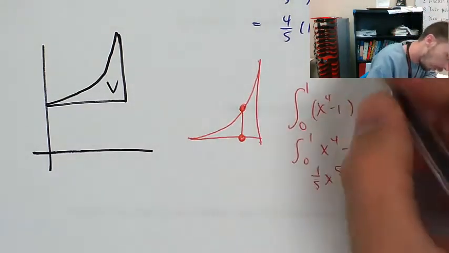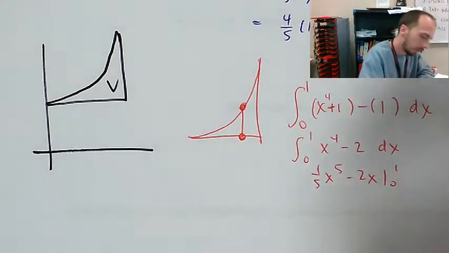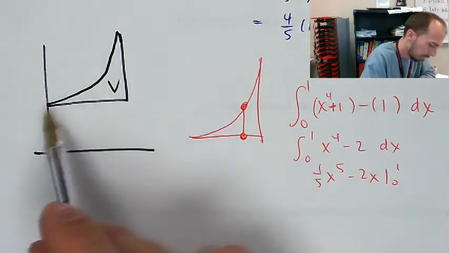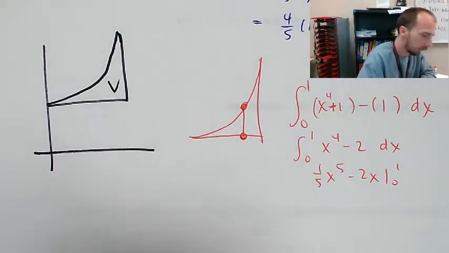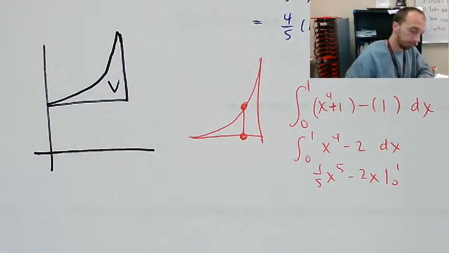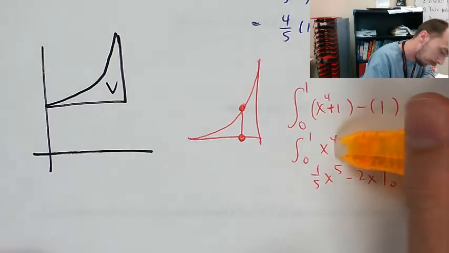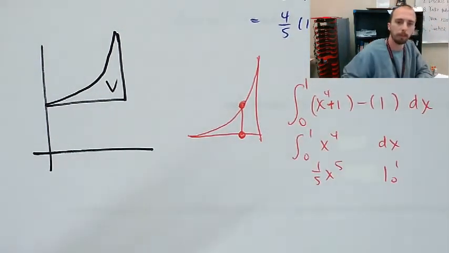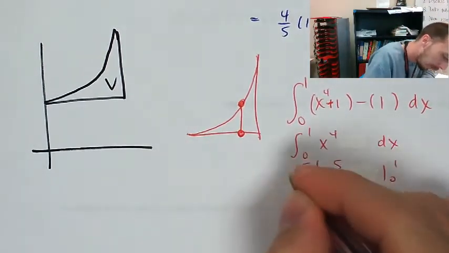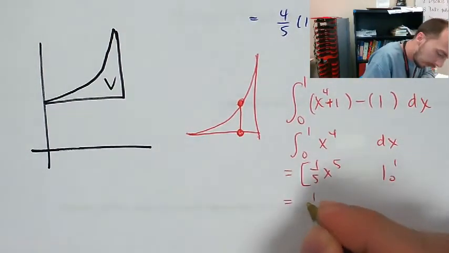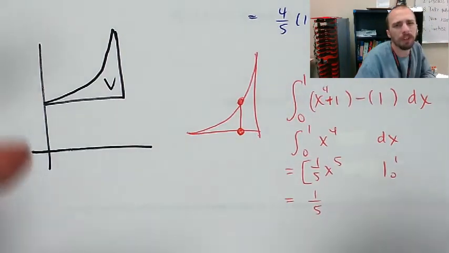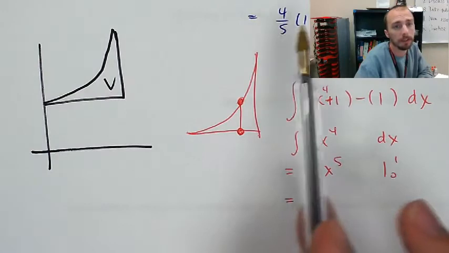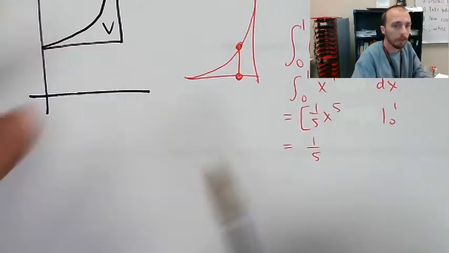x to the 4 plus 1. Okay, I was going to say this is going to come back negative, and that wasn't going to make any sense at all. Okay, x to the 4 plus 1 minus 1 is, yeah, that's just going to be x to the 4. Whoops. Good now. And so that's going to be equal to 1/5 minus 0, which actually makes sense, right? If you can see that was a square that had area 1, and this was 4/5, this should probably be 1/5.